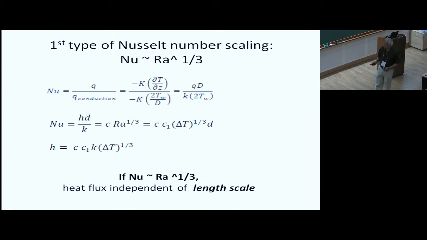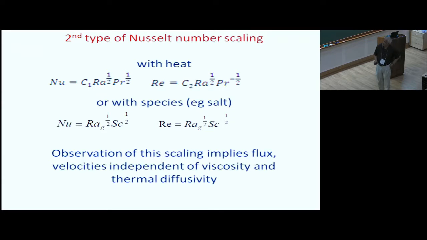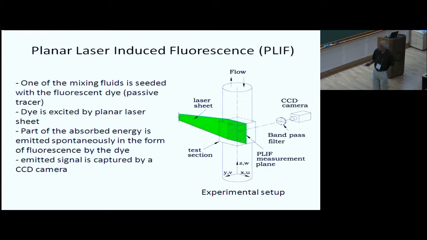And the other type of scaling is where the Nusselt number goes like Ra to the power of half into Pr to the power of half, or if the convection is due to concentration difference, then it would be Ra to the power of half into Schmidt number to the power of half. And this type of scaling implies that the flux is independent of the viscosity and diffusivity. So these are the two extreme ends of scaling one finds in turbulent convection.